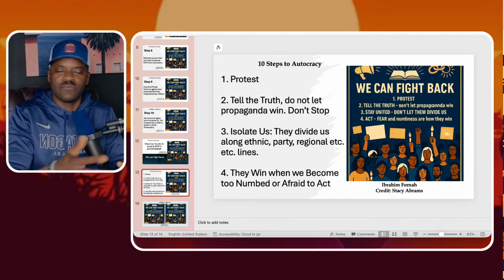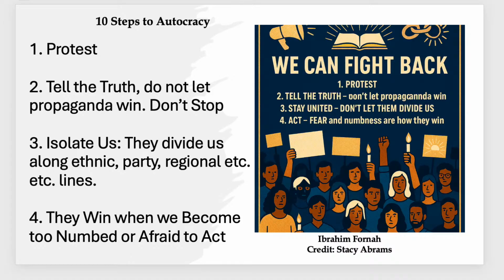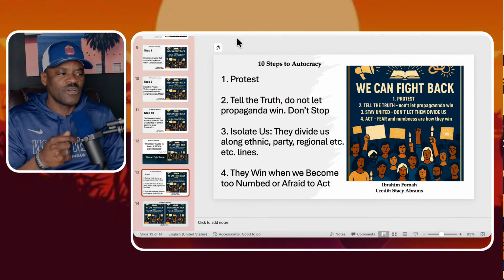So they isolate us. They bring in tribe, partisan, regional lines, they divide us along those lines, right? Don't worry about it. You're Mende. This is our political party. You're from the Southeast. Stay with us. Don't join them. They divide us along tribal lines, along political party lines, along regional lines. That is what they do. So we cannot come together, because once they divide us, we are conquered, right? And then we cannot stand up. They win when we become numbed, as you can see here. That is the truth. They win when we become too numbed or afraid to act.